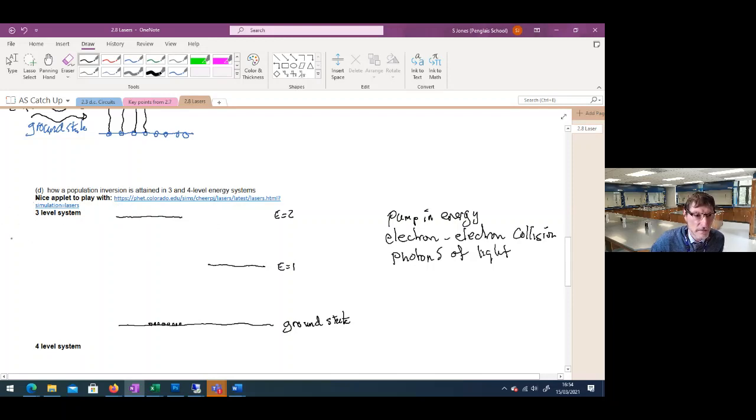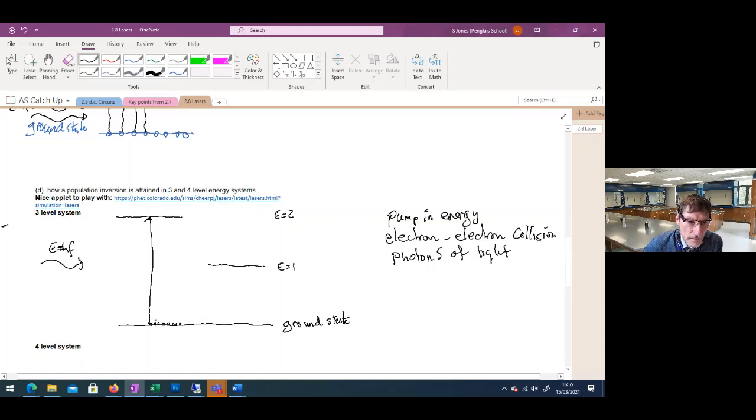So I've lost my pen again. Where's it gone? There it is. All right, so I'm going to put in a photon of light equal to hf, and that is between the ground state and E2. So I'm going to pump them up from there straight up to here. Now, in a way, we've got a 2-level system here.